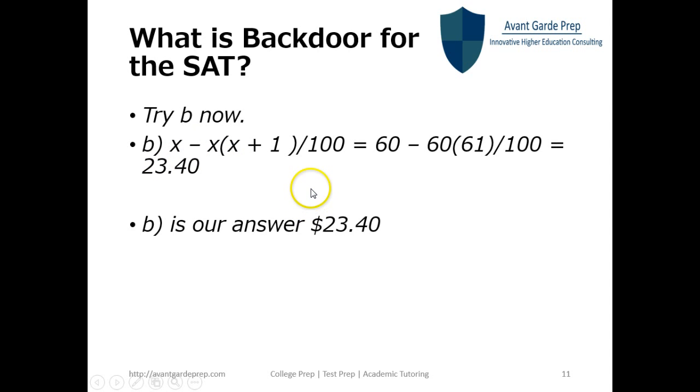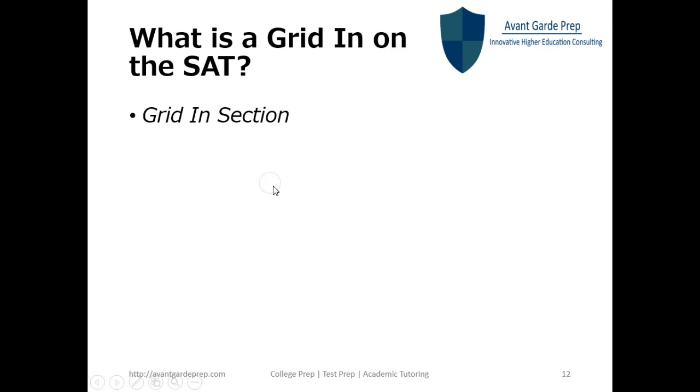That's the key for backdoors. With backdoors, you're looking for a number. You want to keep that in mind. You want to choose your x's and y's, solve for the answer, and then look for the answer choice that gives you that number. B is our answer.